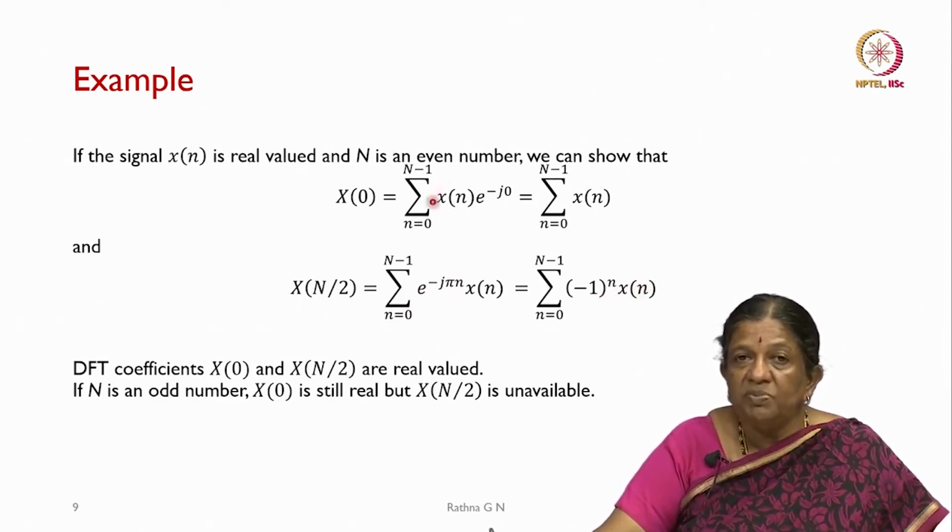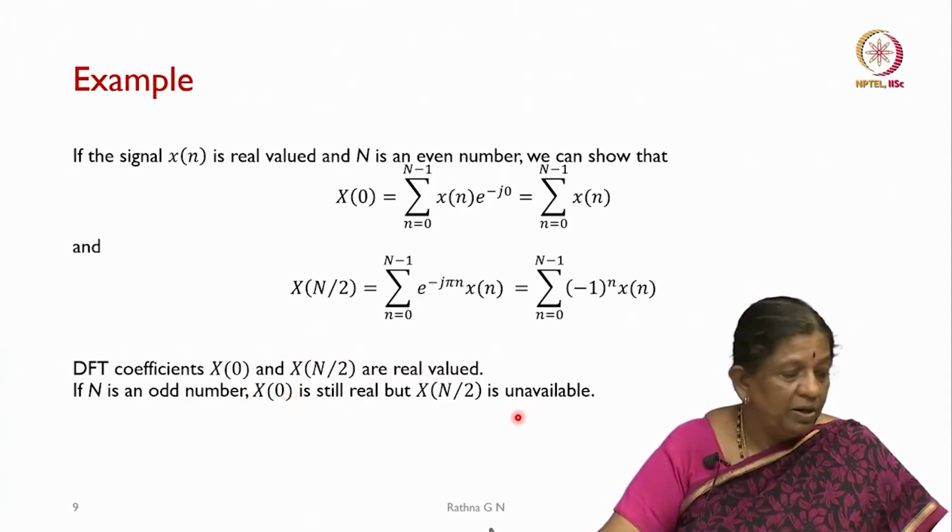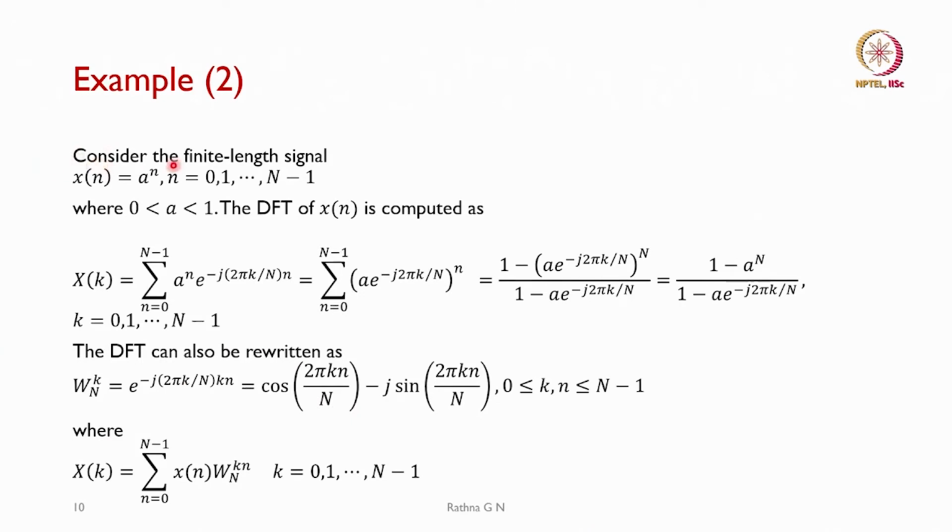What we observe from this is the DFT coefficients X of 0 and X of N by 2 are real valued. That means, if x of n is real valued, then even the DFT coefficients X of 0 and X of N by 2 are real valued. If N is an odd number, X of 0 is still real, but X of N by 2 is not available.